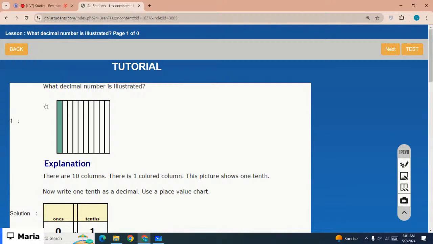Okay, what decimal is illustrated? So you have to count. See, there you have the 10 columns, right? Only one of the columns is colored. That means the picture shows 1/10, right? That is 1/10, right? Let's just start with the test questions.